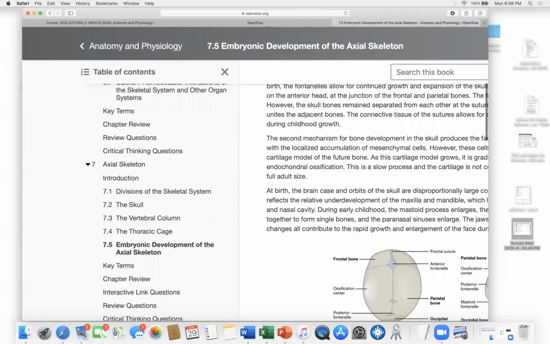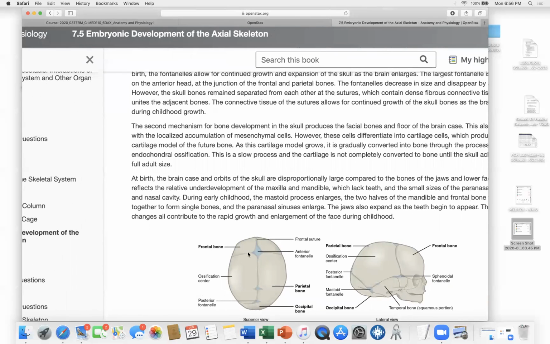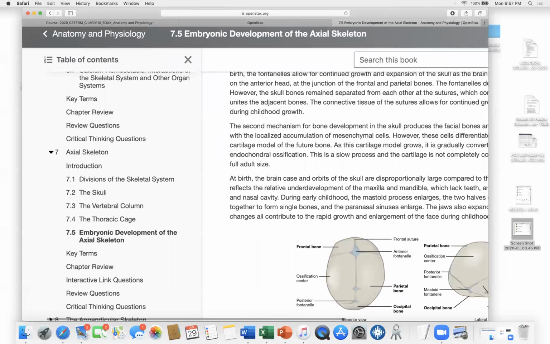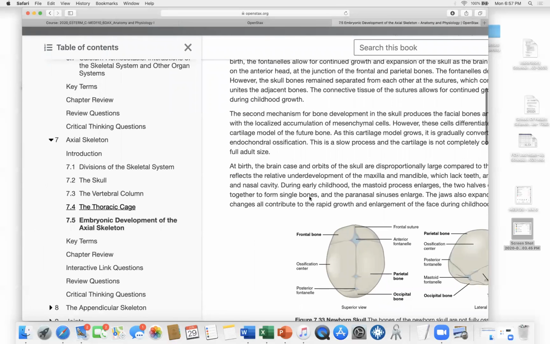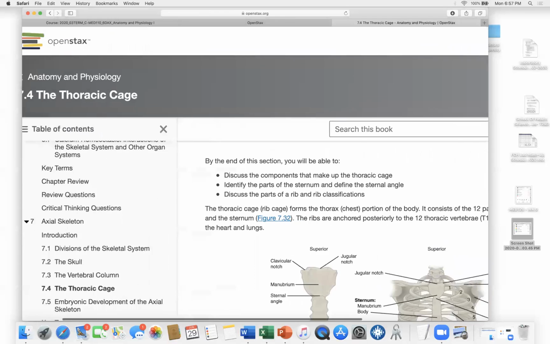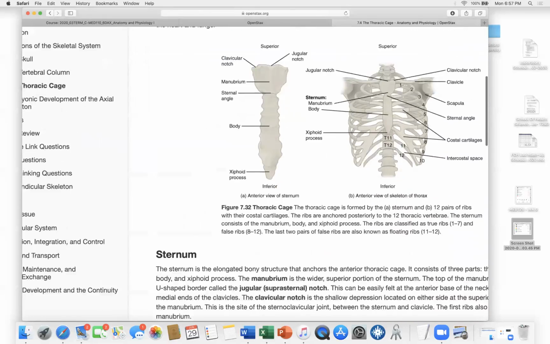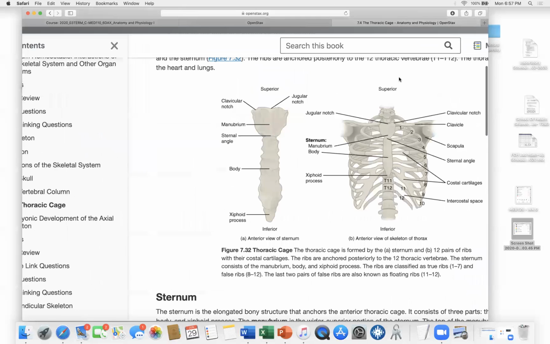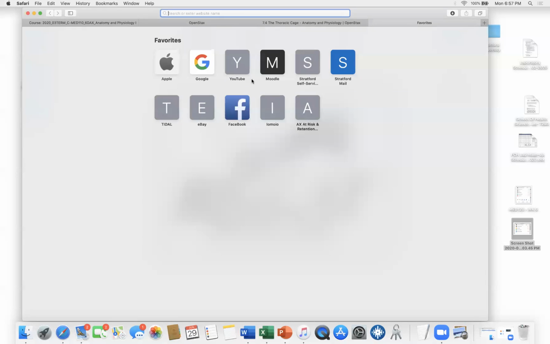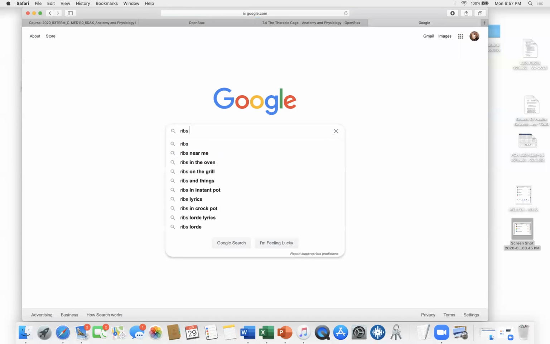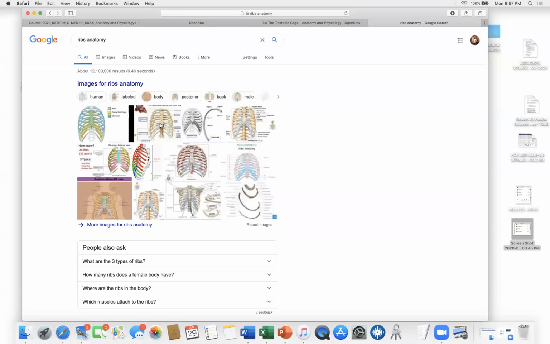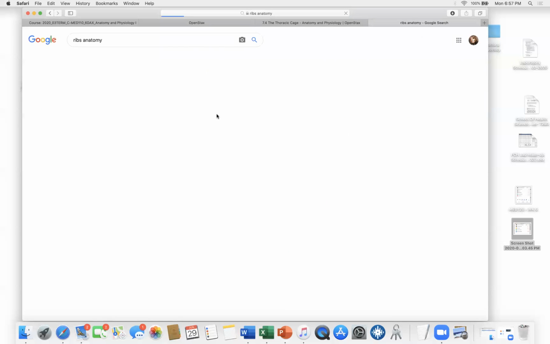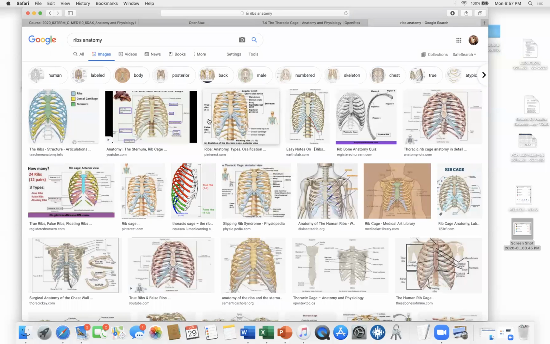Oh, these are the fontanelles, and when your head grows, all this will fuse together. So for the sake of time, I'm going to find ribs. They didn't have another picture of ribs? That's it? That's a jip. All right. We have the almighty Google. Let's look at ribs. Boop.